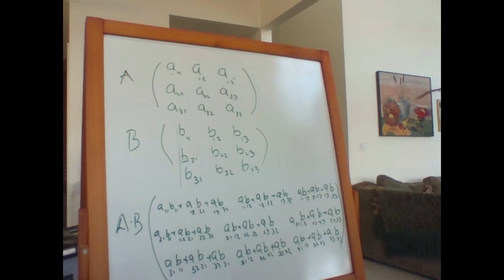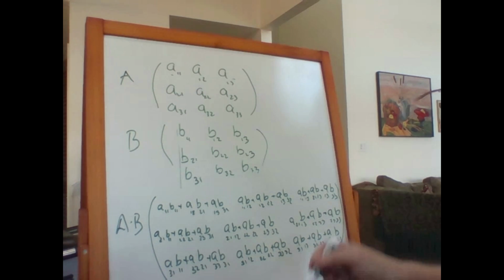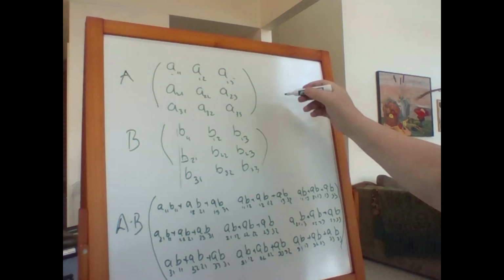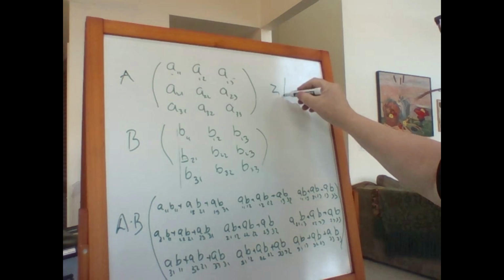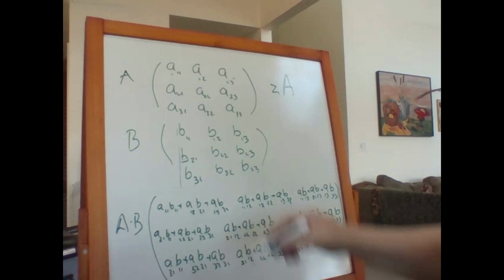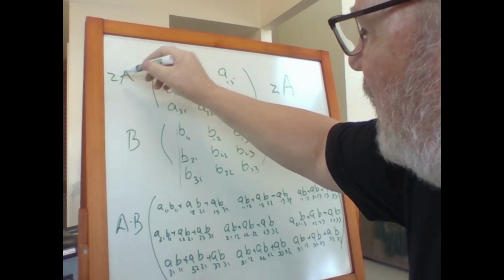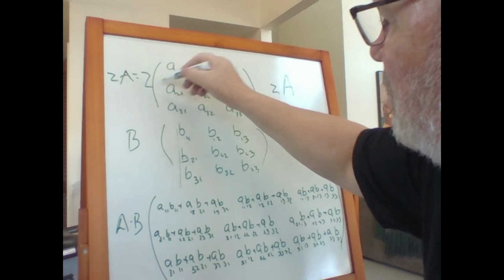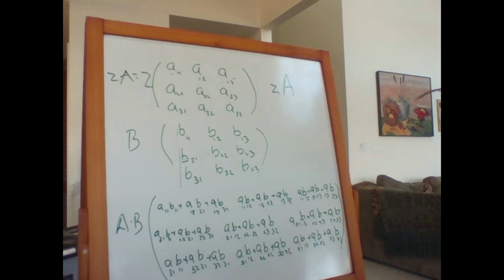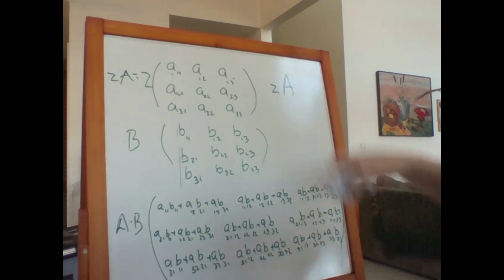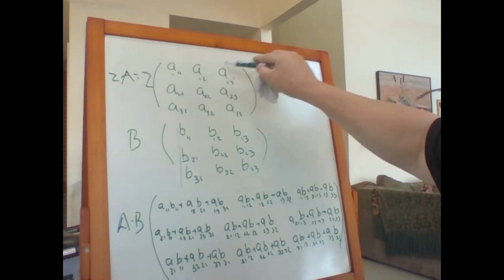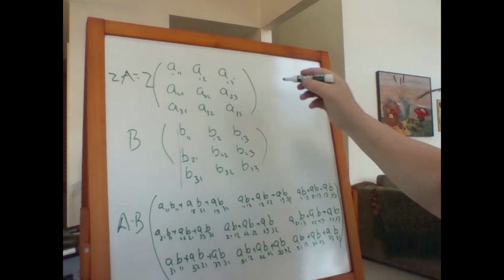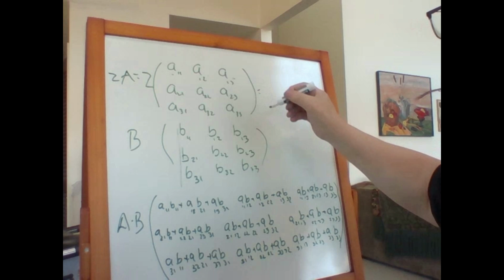There's another type of multiplication called scalar multiplication, which is if we had a matrix A and we wanted to multiply it by Z times A. So we would say ZA equals Z times this matrix. And that's basically just this factor multiplied by each individual matrix component.